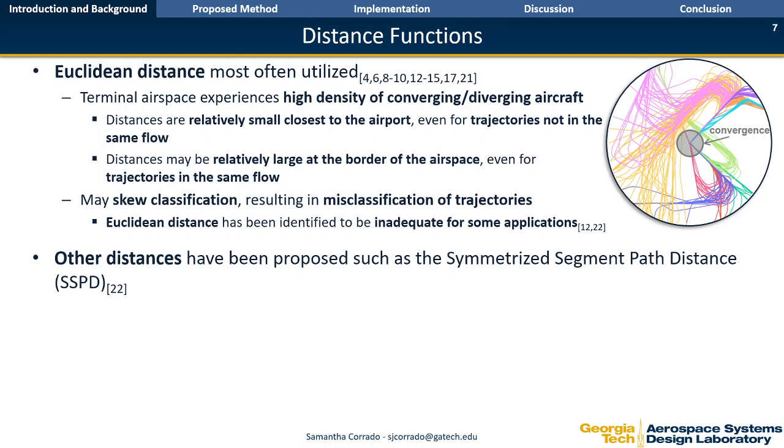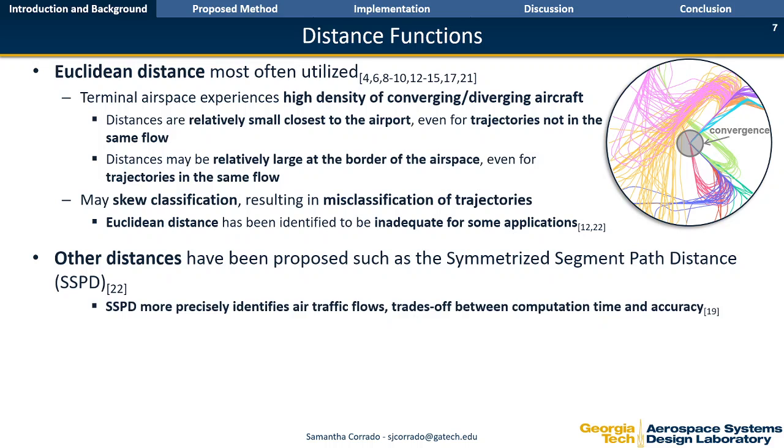These include the symmetrized segment path distance. This SSPD distance has been demonstrated to more precisely identify air traffic flows, but there's a significant trade-off between computation time and accuracy, where computation time is very important in clustering because we want our clustering to run efficiently.